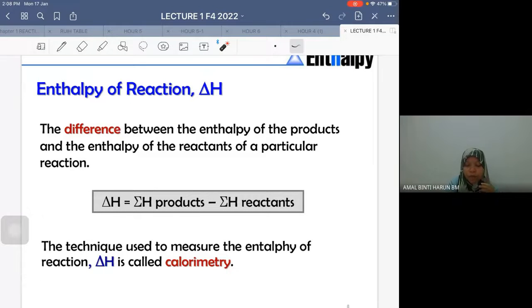Alright, so this one enthalpy of reaction delta H ni is refer to the difference between the enthalpy of the product and the enthalpy of the reactant. Okay, tenaga produk tolak tenaga reactant. Always product minus reactant. Okay, so delta H ni apa? Perbezaan tenaga produk dengan reactant. Okay, so the technique used to measure the enthalpy of the reaction, we call it as calorimetry.